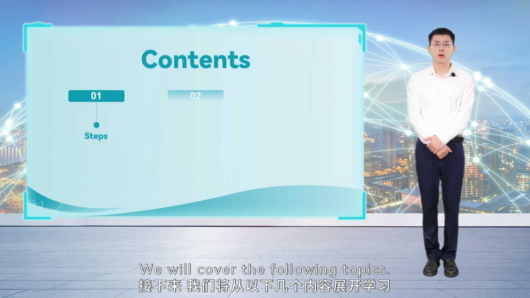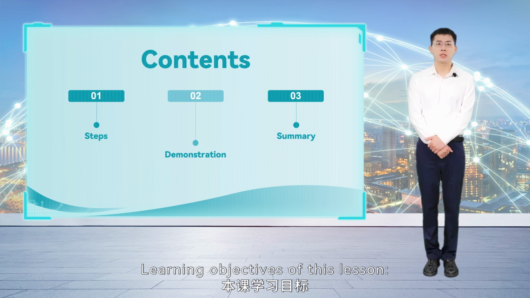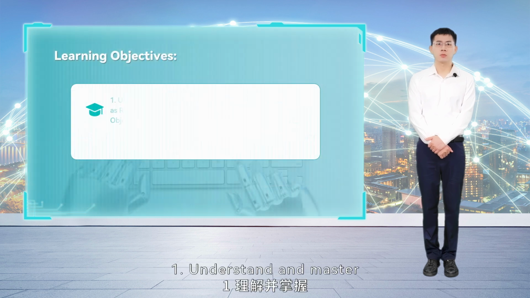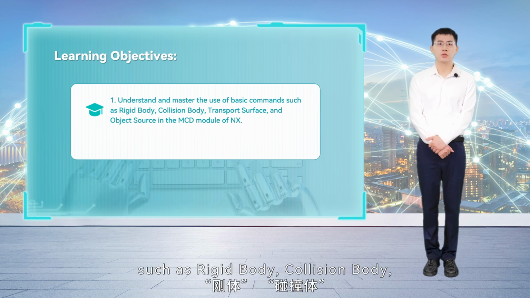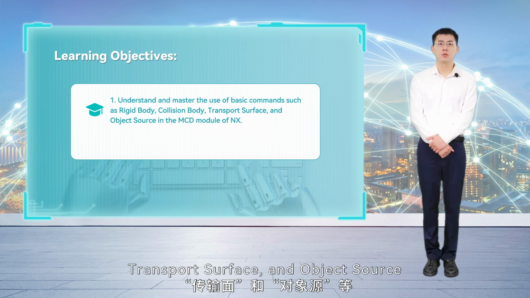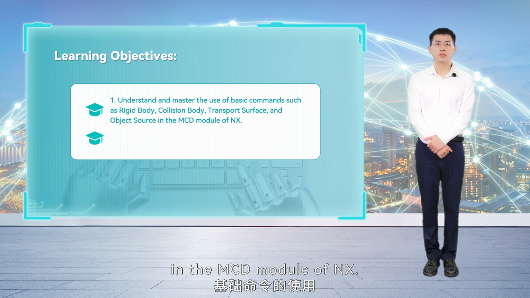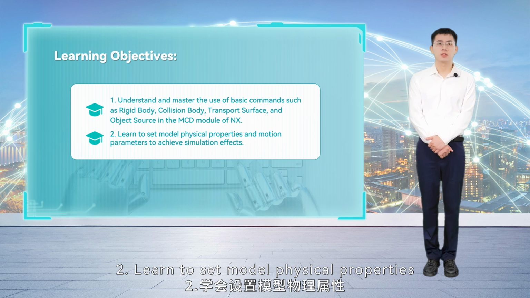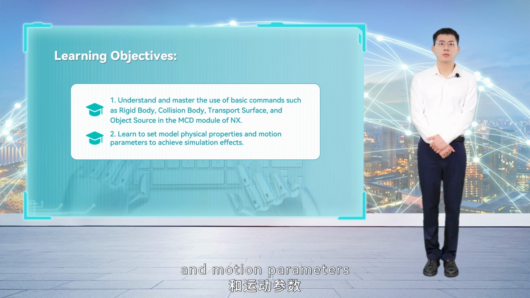We will cover the following topics. Learning objectives of this lesson. 1. Understand and master the use of basic commands such as rigid body, collision body, transport surface, and object source in the MCD module of NX. 2. Learn to set model physical properties and motion parameters to achieve simulation effects.